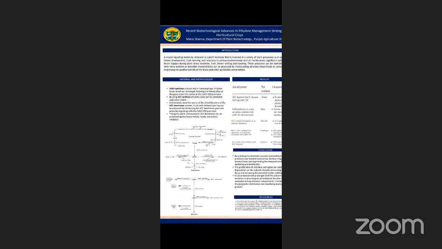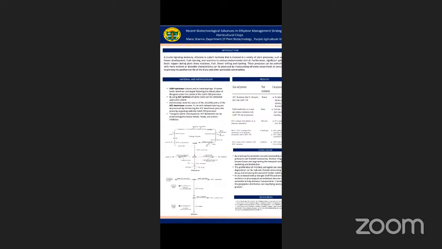Whereas ACC deaminase is found in the bacteria Pseudomonas chlororaphis, and not only does it reduce the ethylene level, it is also found to protect the plants from heavy metals and floods. Apart from it, the antisense RNA technology can be used, in which complementary antisense mRNA of ACC synthase and ACC oxidase can be made, which will inhibit the translation and ultimately control the ethylene production.